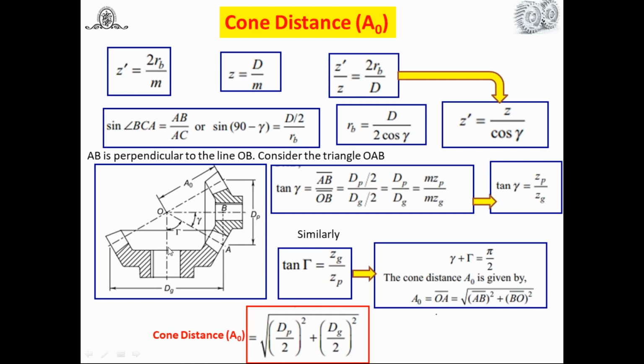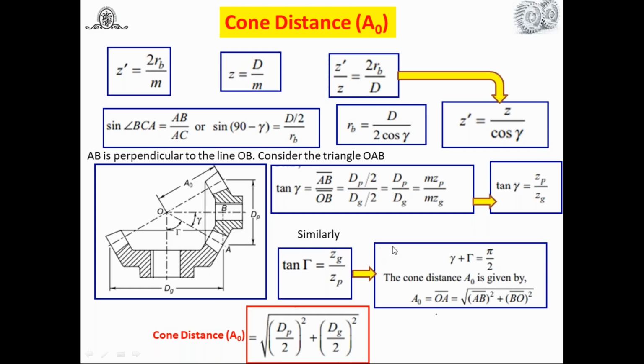Try to understand. You can do this at home just by constructing one line which is perpendicular to this, and consider this triangle, OA, and here you have to draw this line. So you will get dg by dp. And if you add this angle small gamma and large gamma, you will get gamma plus gamma is equal to pi by 2. So you should know that large gamma and small gamma sum to 90.